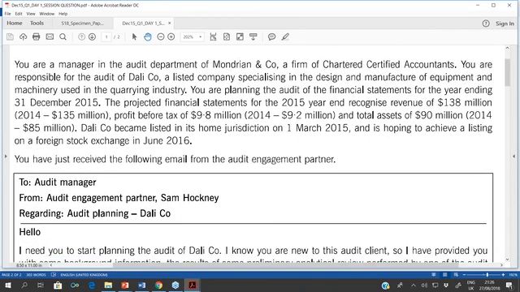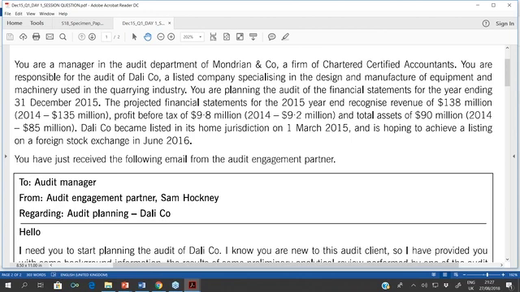Okay, you are a manager in the audit department of Mondrian and Company, a firm of chartered certified accountants. You are responsible for the audit of Dali Company, a listed company specializing in the design and manufacturing of equipment and machinery used in the quarrying industry. Now, obviously, it is a listed company, right? A listed company has a risk of management bias because it can manipulate results to show a better performance to shareholders. And generally, the risk of creative accounting is higher in a listed company.